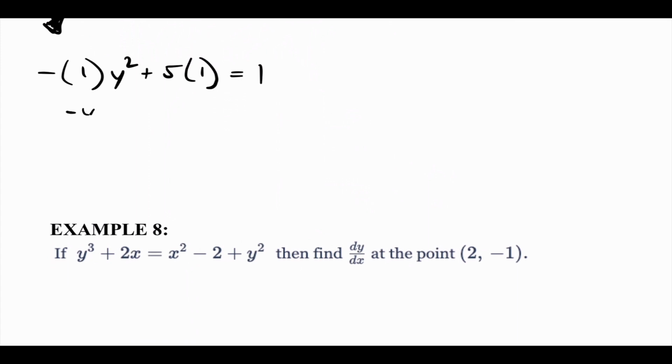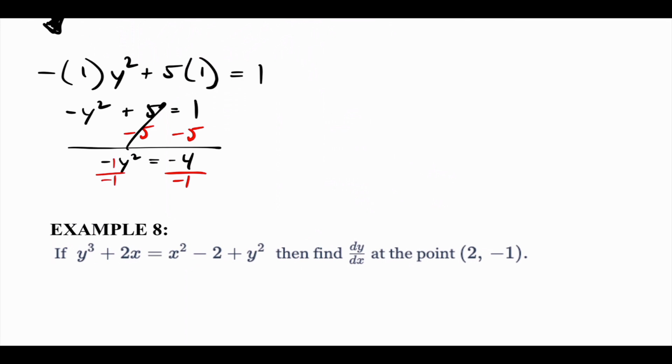So I get negative y squared plus 5 equals 1. Solve for y, because that's what we want, right? Subtract 5 from both sides. Divide by negative 1. I get y squared equals 4.